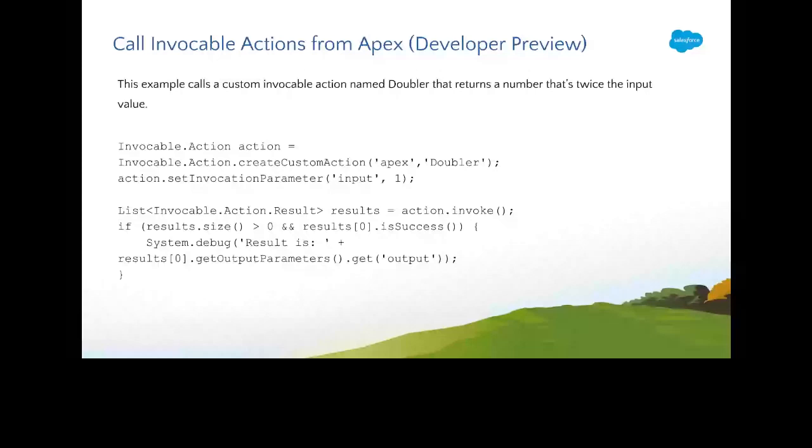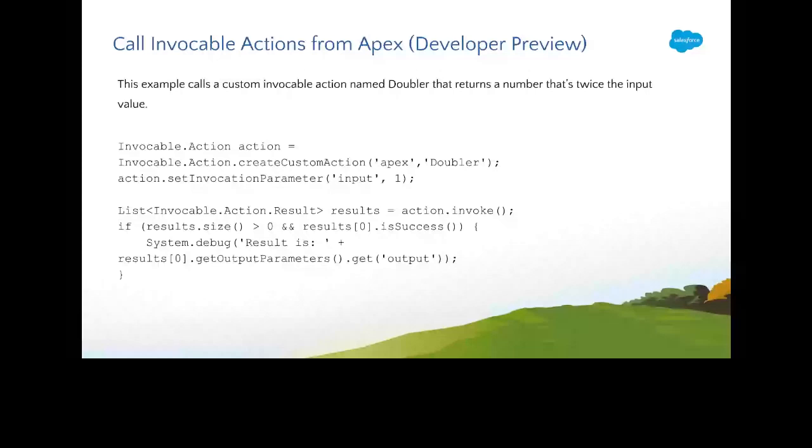Once that's done, you're going to get Invocable.Action.Result. We are doing it in a list because there can be multiple; it's bulkified, that's the reason. And in a loop, we are just checking the result to see if it's success or not. If it's success and the record size is more than 1, then just debug the result, with the result's getOutputParameters, and the output should be the variable that's coming out from the invocable action method.